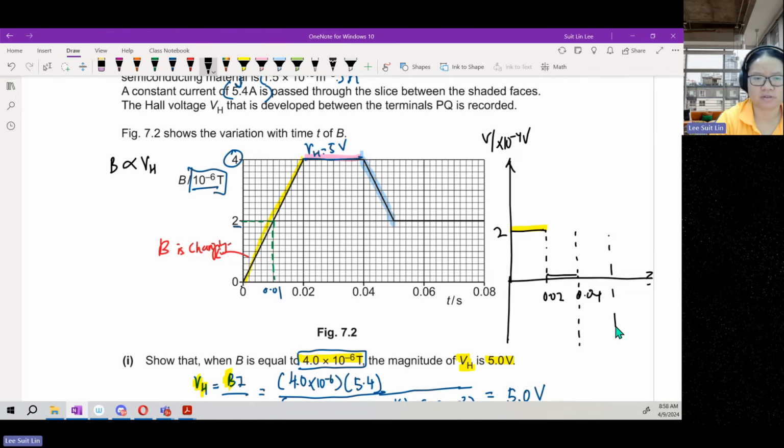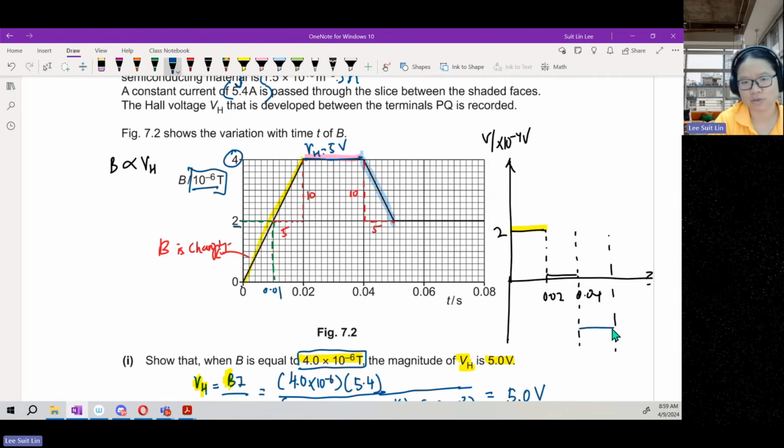So it goes to the negative axis. Can we compare the gradient of these two lines? Do they have the same gradient? Do I need to calculate again? You don't need to calculate again. Use the concept of gradient. This one took 5 small boxes to go up 10 boxes. Here, 5 small boxes to go down 10 small boxes. The gradient is the same, just opposite sign. 5, 10, 10, 5. One is going up, positive. One is going down, negative.